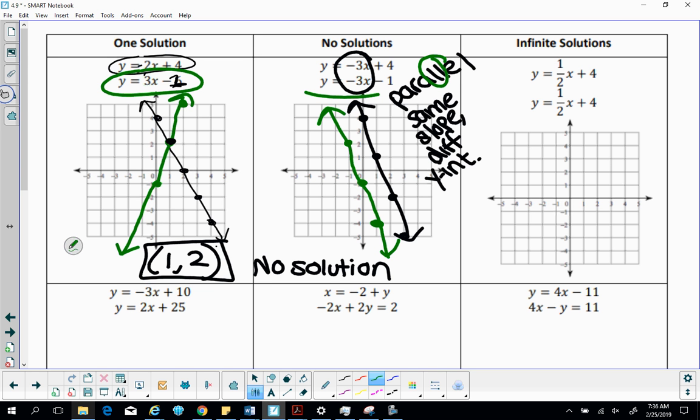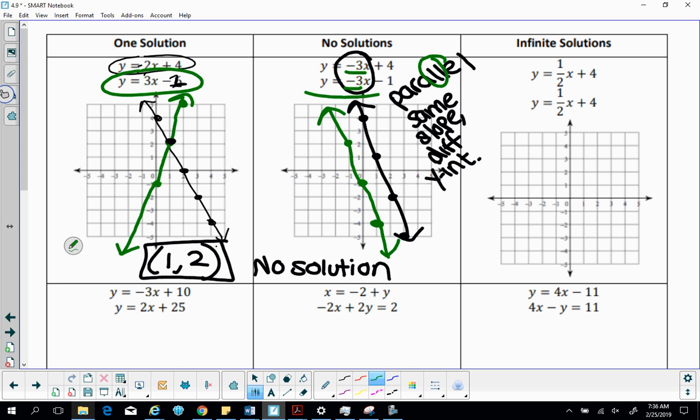So one lane is going one way, one's going the other. They're never going to cross. That's parallel lines. And they have the same exact slope. Does that make sense? The same slope, different line. Make sure to put that down.